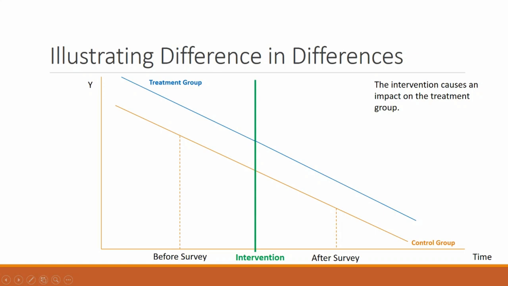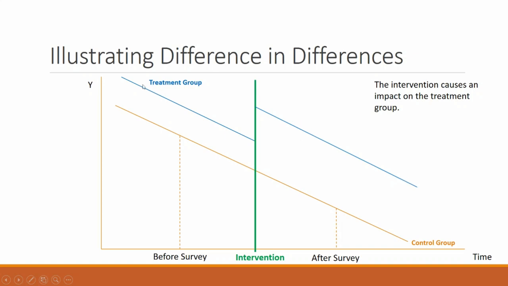All right. But now let's imagine that the intervention does cause an impact on the treatment group. All right, just to be clear, we give an intervention, the textbooks, and we give it only to the treatment group, only to the people that are supposed to get it. All right. And let's imagine that it causes an impact. We might see something like this. Now, the treatment group still has the same trend over time. It's still changing. The slope is still the same.